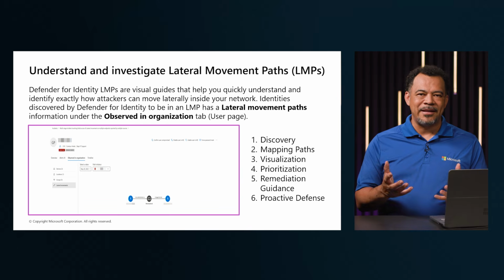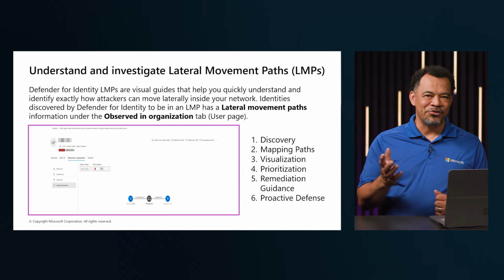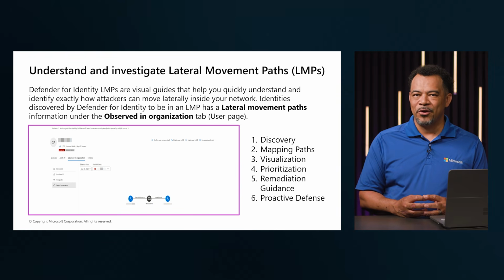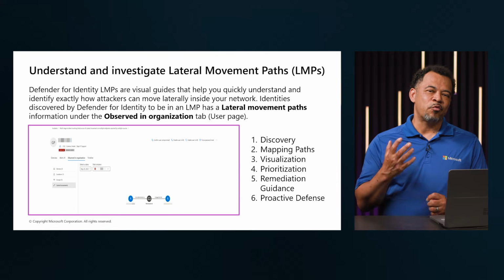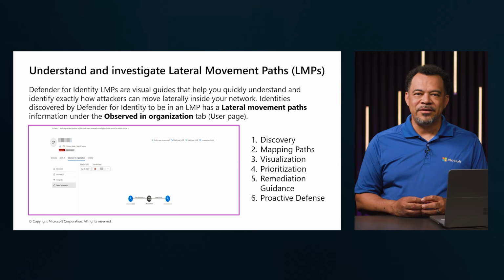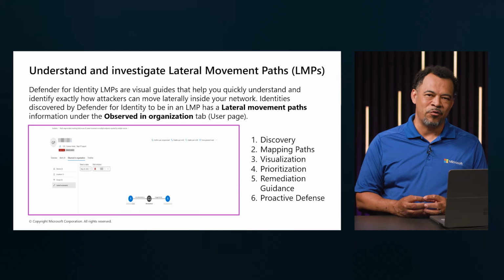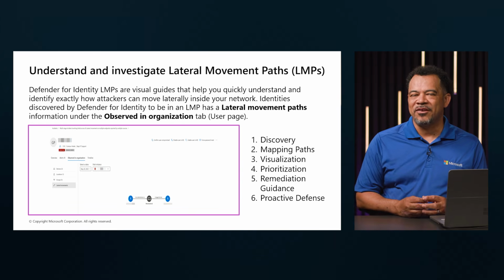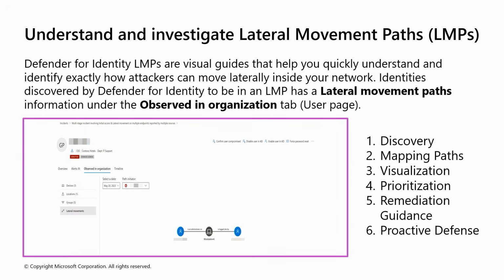Lateral movement paths highlight the most critical paths, those leading to sensitive accounts, so security teams can focus on reducing those risks. We provide remediation guidance. Defender for Identity provides actionable recommendations, such as removing unnecessary group memberships or applying tiering models to break these paths. We also provide proactive defense. By addressing LMPs, organizations can harden their identity infrastructure and reduce the attack surface before an actual breach occurs.